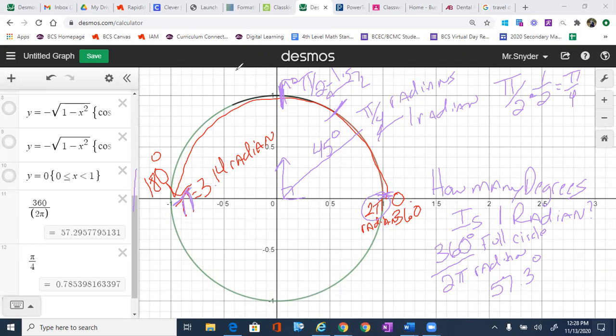And what that simply means is that if I was to draw from the center of our circle out to the end of 1 radian, that is approximately 57.3 degrees. Hope that helps you understand the basic idea of what a radian is and how they relate to the full circle.